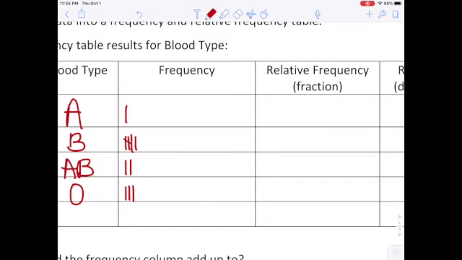So I'm going to do 1, 2, 3. I like to mark by 5s, just to make it easier for me to count. The next one is going to be A again, and then O, and then you have A again, and then you have O, 3 more O's. This is 1, 2, 3.